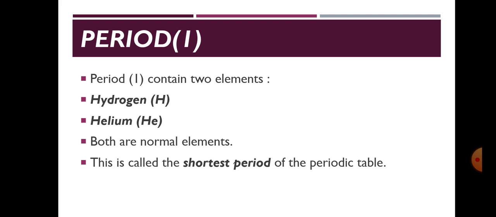Then we can proceed to period 1, period 2, period 3, period 4, period 5, period 6, which we can discuss in detail. So period 1 contains two elements, hydrogen and helium, both of which are normal elements. This is called the shortest period of the periodic table. We can say that in the modern periodic table 7 periods are present. So in these 7 periods we discuss the first period. In the first period hydrogen and helium are present, and this is called the shortest period of the periodic table.